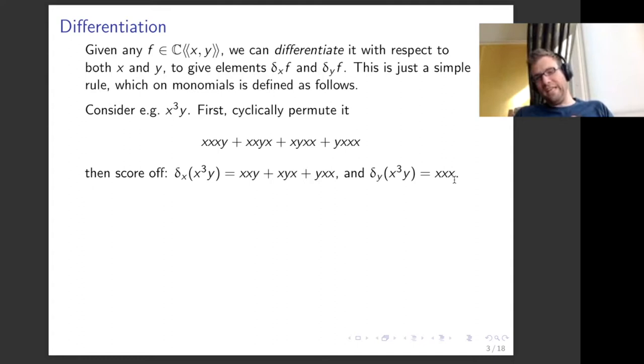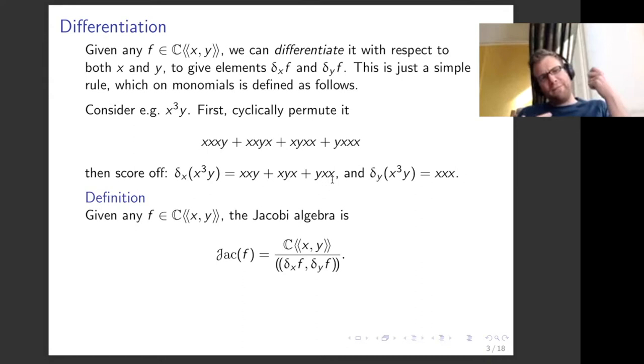So again, just to parse through, this is not an unreasonable definition. If I told you that x cubed y differentiates to 3x squared y, you'd believe me. Essentially, if this was commutative, it would be 3x squared y, but we're not commutative, so it is this thing here. So it's not an unreasonable definition. From this, I pick my arbitrary element in my completed free algebra in two variables, and I form the Jacobi algebra. Basically, I take the ideal generated by the differentiations, and I form the quotient ring.